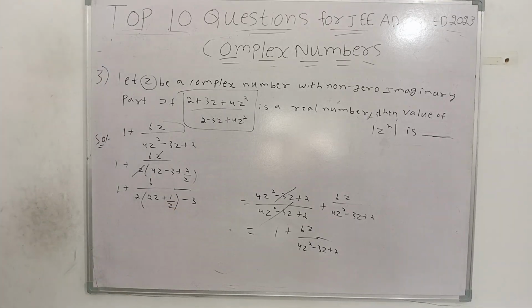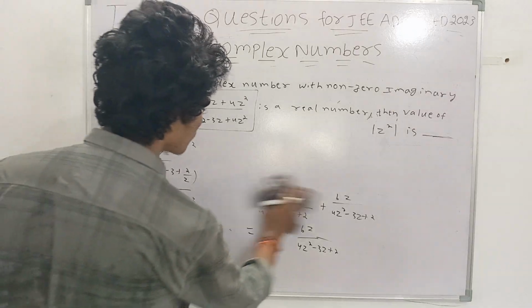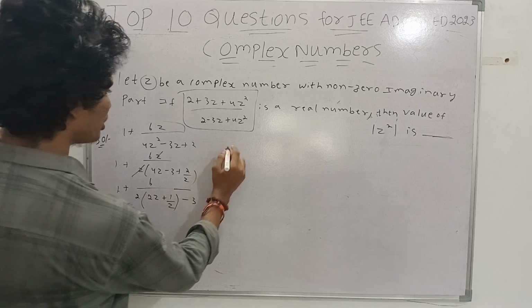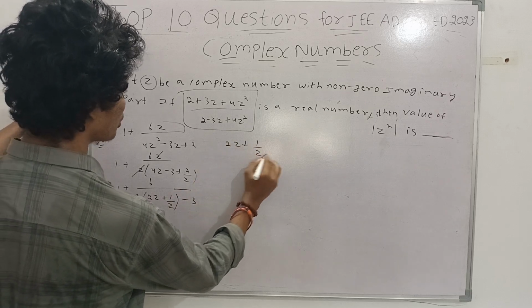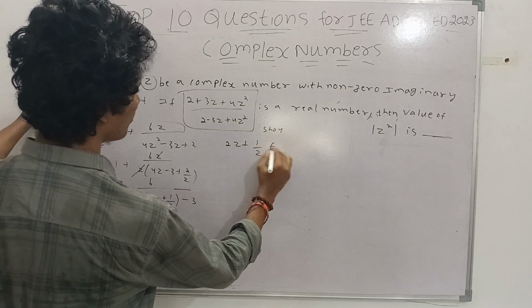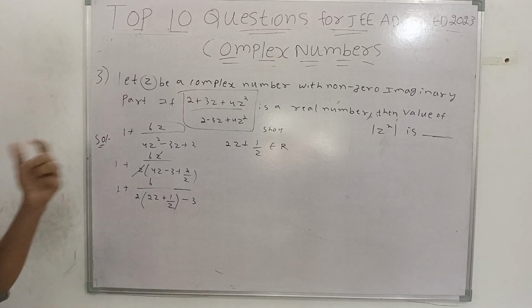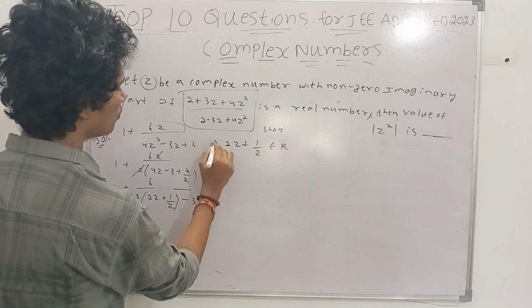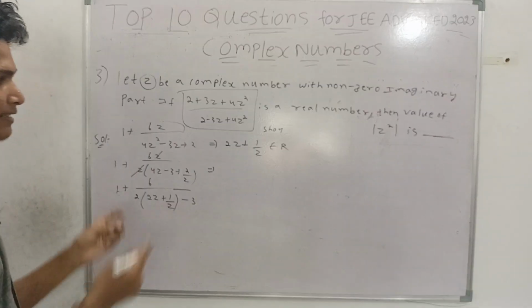We already know they are saying that this part is real. So this should be real. 2z plus 1 by z should be real. This should belong to R. That is the reason it is possible. So now what can we do? They are saying this part is real.